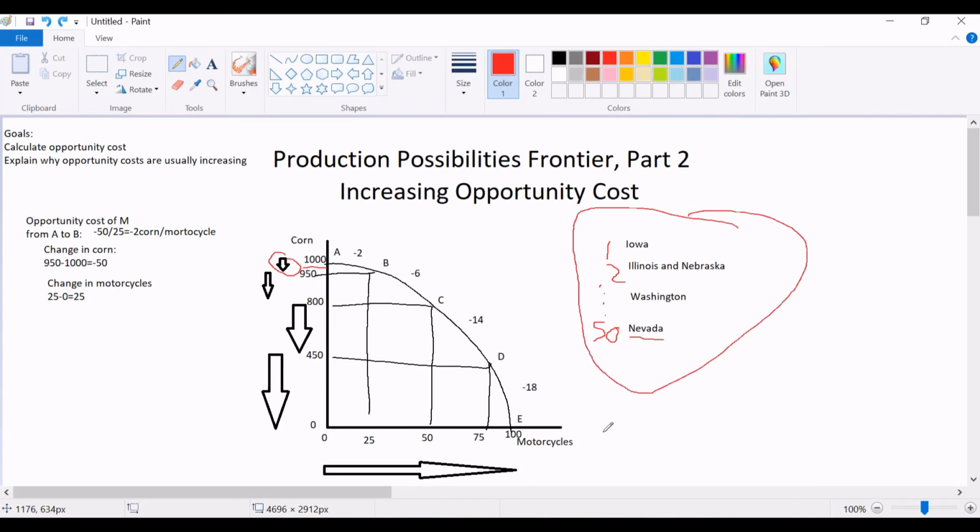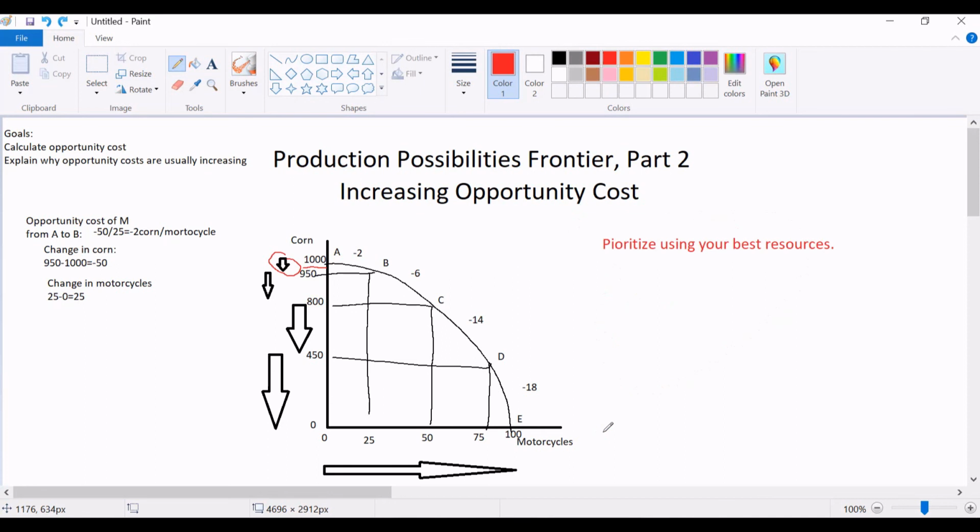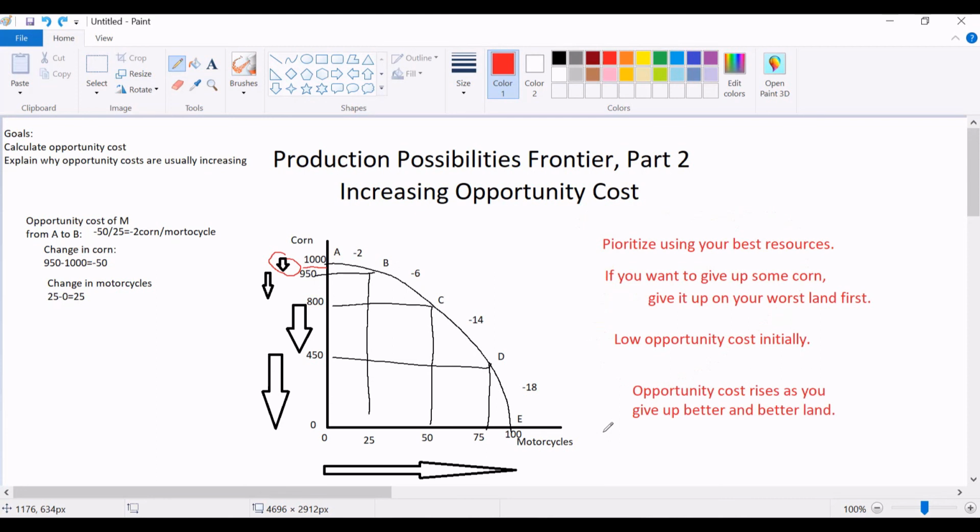So what's the point of this discussion on these states? It's to illustrate a point. And that point is this. First, people will prioritize using their best resources. If you're going to grow corn, start in Iowa. And then, if you decide to give up some corn production, give up your worst land first, which means that you're going to have a lower opportunity cost initially, and that as you give up some corn to produce more motorcycles, opportunity cost will rise as you have to keep giving up better and better land.